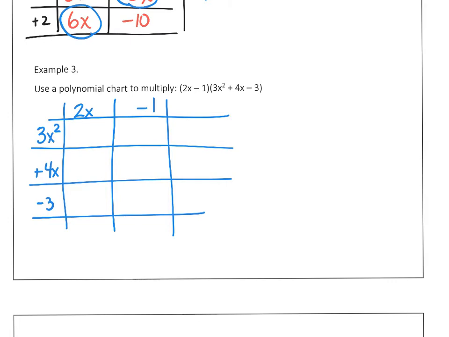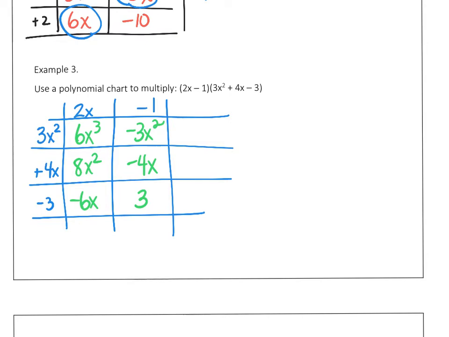So 3x squared times 2x will be 6x cubed. 3x squared times negative 1 is negative 3x squared. 4x times 2x is 8x squared. 4x times negative 1 is negative 4x. Negative 3 times 2x is negative 6x. Negative 3 times negative 1 is positive 3.